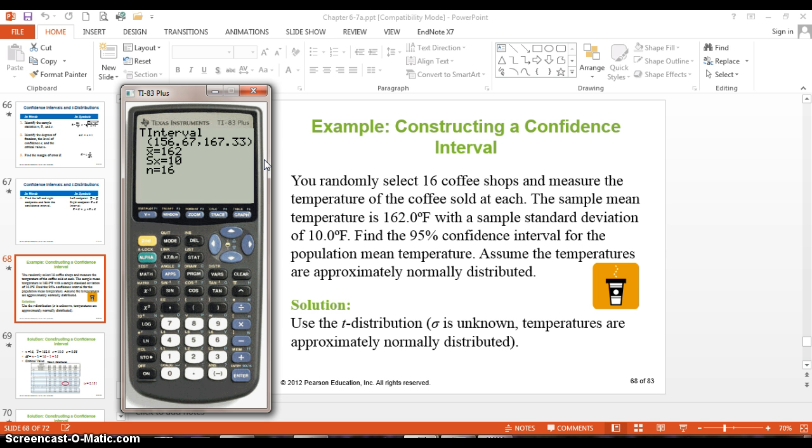If we wanted to know what the margin of error is, margin of error refers to how far one of the endpoints, either one, is from the sample mean. Personally, I use the largest endpoint, the maximum value, because then when you do the subtraction, it just leaves you with a positive number. So if I want to know the margin of error, it's 167.33, minus the sample mean, which is 162, which gives us a margin of error of 5.33. And that's all you have to do for the confidence interval problems.